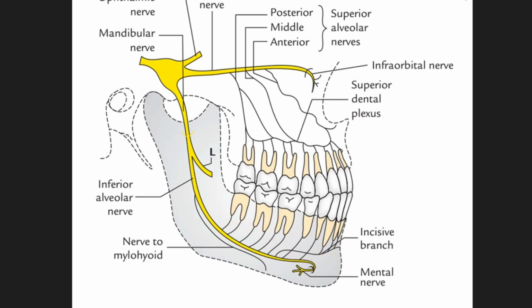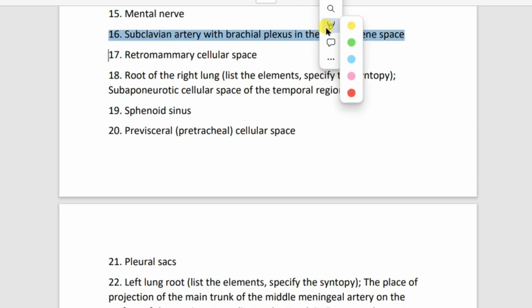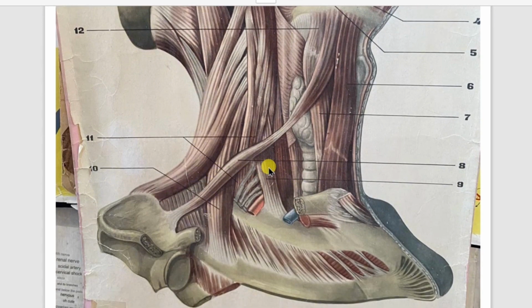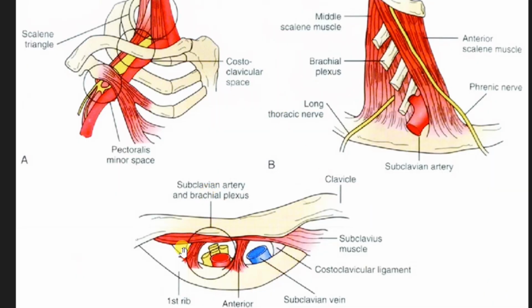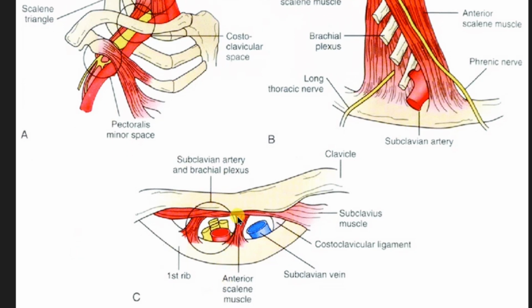So guys, the next structure is the subclavian artery with the brachial plexus in the interscalene space. As you can see here, the anterior scalene muscle, middle scalene, and posterior scalene muscle. So this is your interscalene space. Have a look at this picture, you can clearly identify it. As you can see here, this is the anterior scalene muscle.